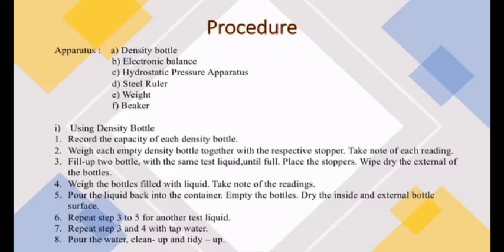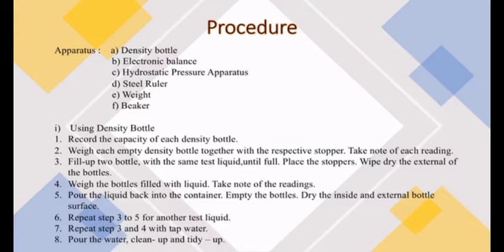Okay, so we start with the first one. We have to record the capacity of each density bottle. Weigh each empty density bottle together with the respective stopper. Take note of each reading. Okay, number 3, fill 2 bottles with the same test liquid until full. Place the stopper, wipe dry the outside of the bottle. Okay, number 4, weigh the bottle filled with liquid and take note of the reading.